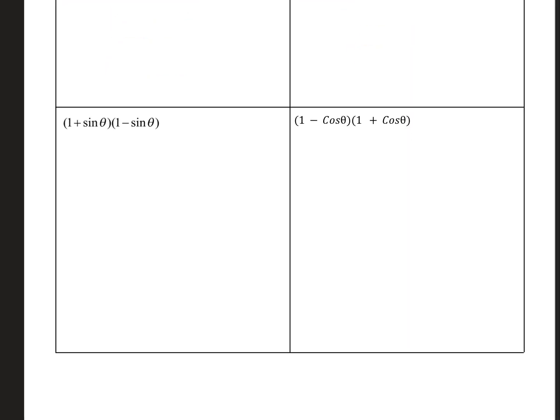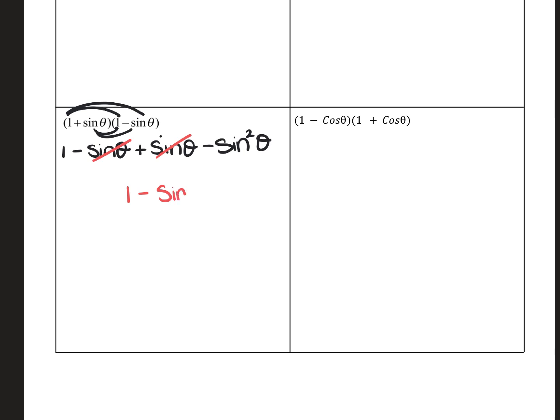We're going to multiply by double distributing. 1 times 1 is 1. 1 times negative sine of theta is negative sine of theta. Sine of theta times 1 is sine of theta. And sine theta times negative sine theta is negative sine squared theta. Remember, x times x is x squared. So similarly, like before, these middle terms cancel, and you're left with 1 minus sine squared. Which you should remember, that's a Pythagorean identity. So 1 minus sine squared is cosine squared.